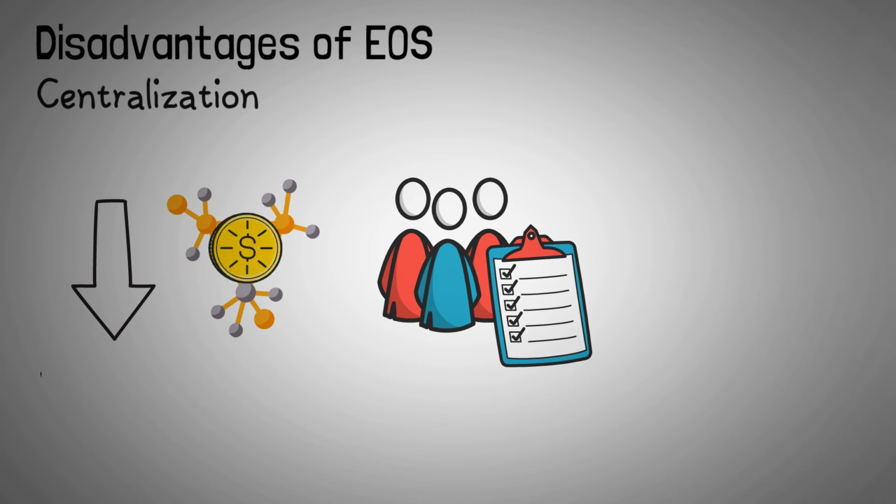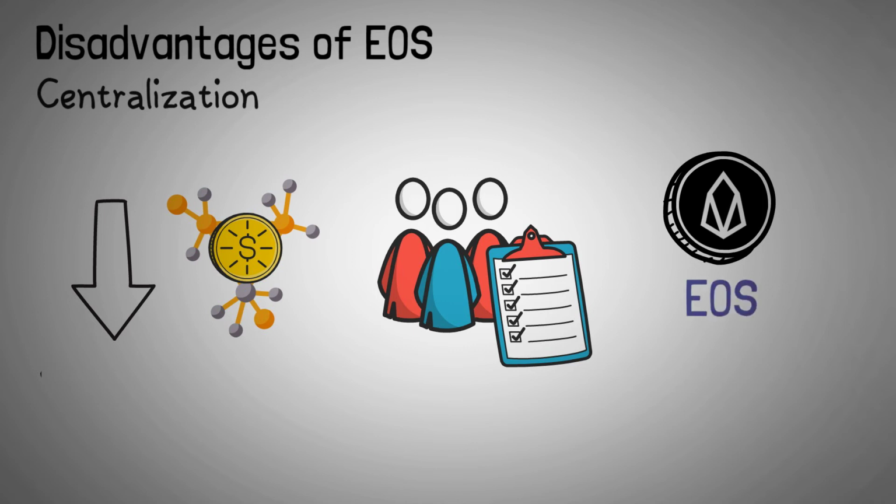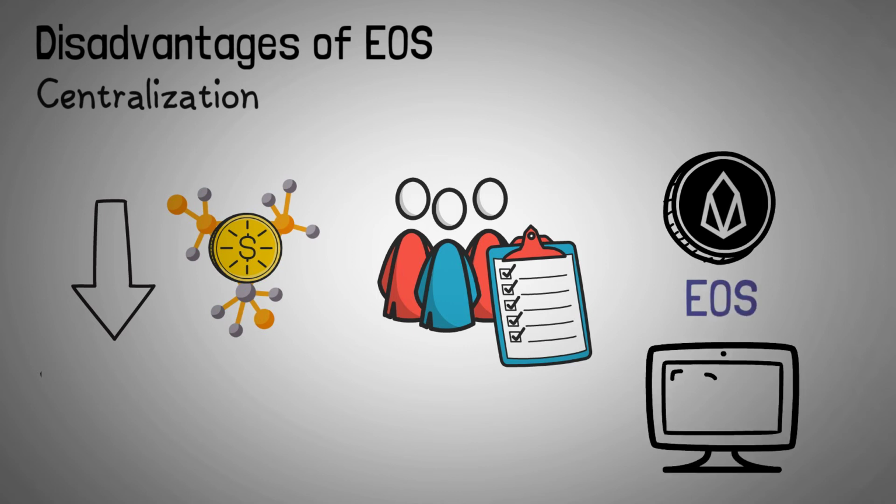EOS, much like most other blockchains, has its native coin, and it goes by the name EOS. You will learn more about the various functions it serves later on in this video, so stay tuned for that.